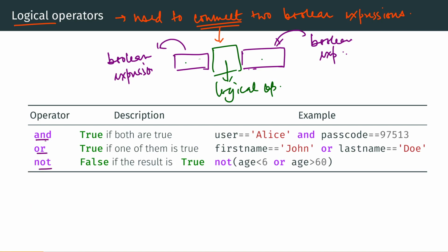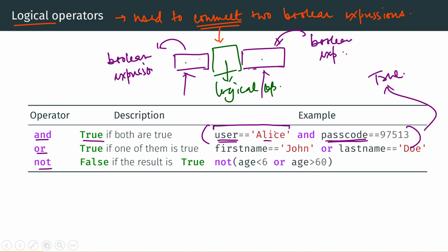The AND operator returns true if both of the expressions on the left and right are true. For example, if the variable user has the value Alice and the value of the variable passcode is 97513, then this entire expression will evaluate to true. If either of these conditions does not hold, for example, if user is not equal to Alice but the passcode is this, then it will evaluate to false.